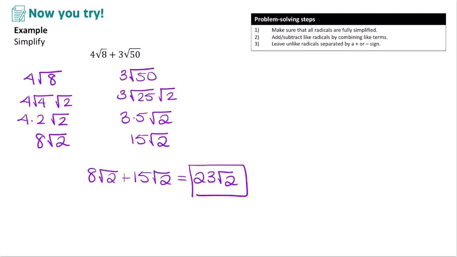The square root of 50 can be rewritten as the square root of 25 times the square root of 2. The square root of 25 is 5, and then when I multiply by the coefficient of 3, I get 15 times the square root of 2. So I have 8 times the square root of 2 plus 15 times the square root of 2, which equals 23 times the square root of 2.